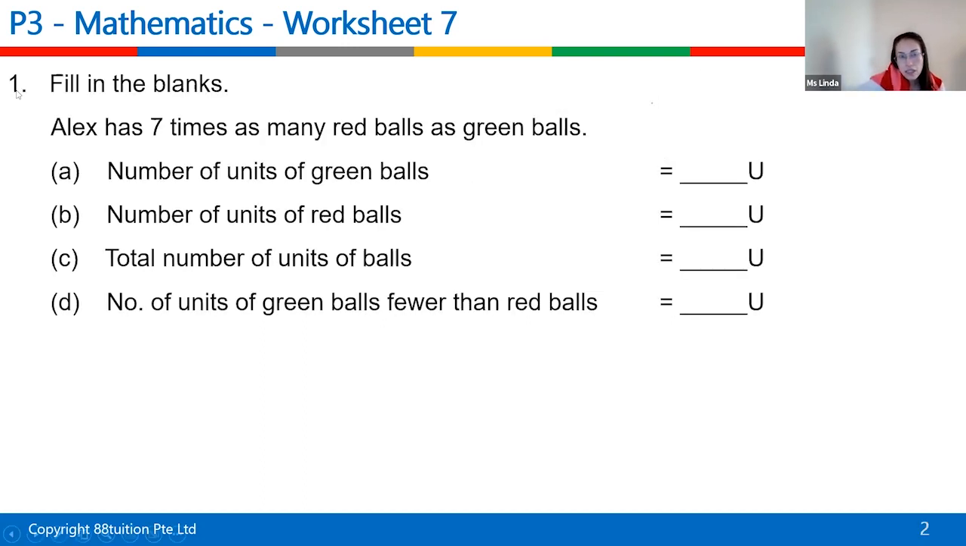So let's take a look at number 1. If you didn't print out the worksheet, it's okay. I'm going to let you try since the other one has not arrived yet. You can have the pen and try to write the answers down.